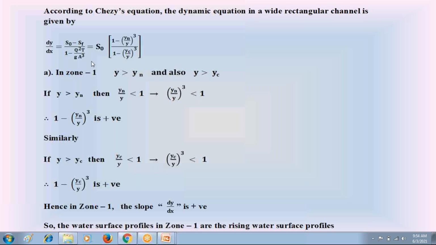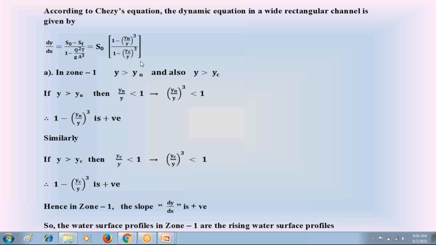Chezy's dynamic equation of wide rectangular channel. So here, to discuss the slope of the water surface profile in zone 1, zone 2 and zone 3, we consider the dynamic equation of wide rectangular channel according to Chezy's equation. Please everyone note down this equation in the notes.